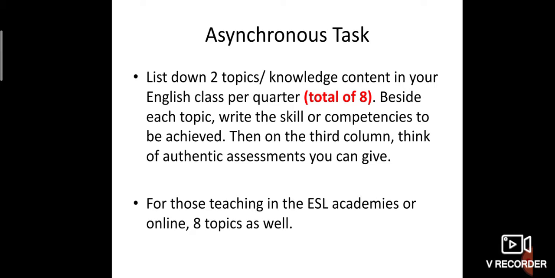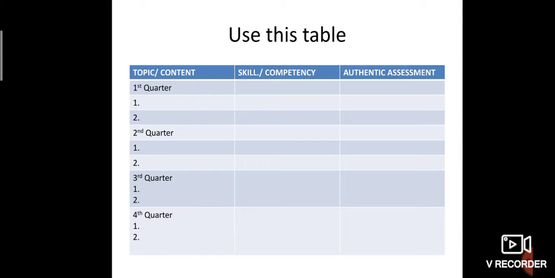So we will make an assessment, an authentic assessment portfolio. So I'd like you to collect all these in a tabular form. So this is just a sample, no? You can use this table. The first column is the topics, 8 in all. Choose 2 topics per grading period. Or if you don't have a grading period because it's per semester, just a total of 8, no? 8 English topics or content.